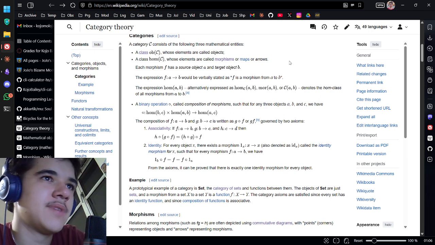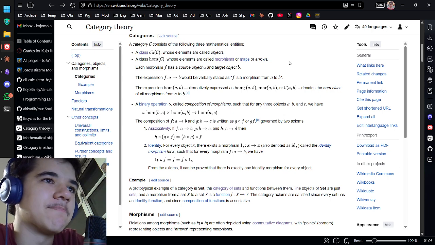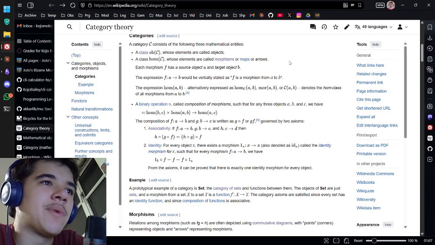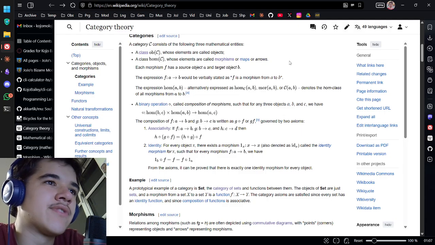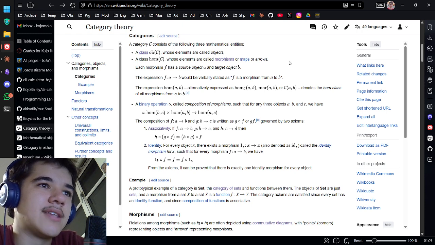So those are the first two. So objects, morphisms, let's say, and then a binary operation, composition, so that for any three objects A, B, and C, a composition is defined such that the morphism from B to C crossed with the morphism from A to B produces the morphism from A to C. So the composition of f: A to B and g: B to C is written as g of f, or gf, governed by two axioms. So there's the associativity law and the identity law.